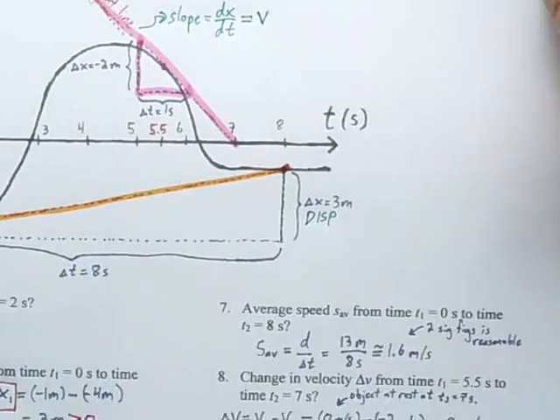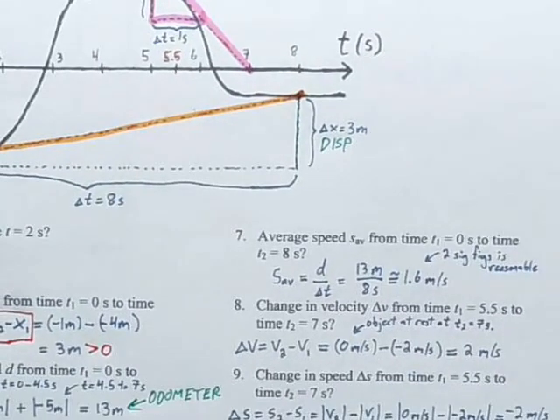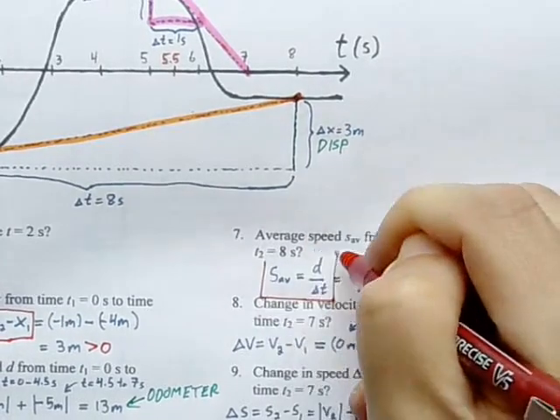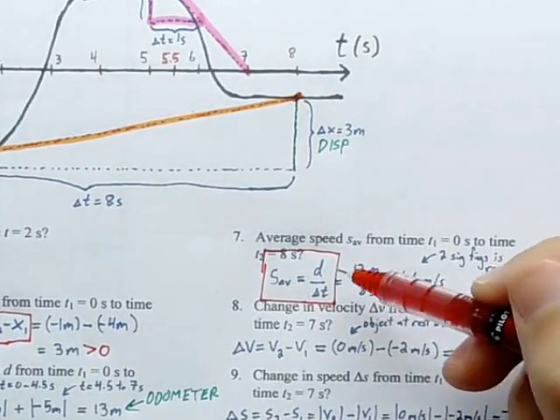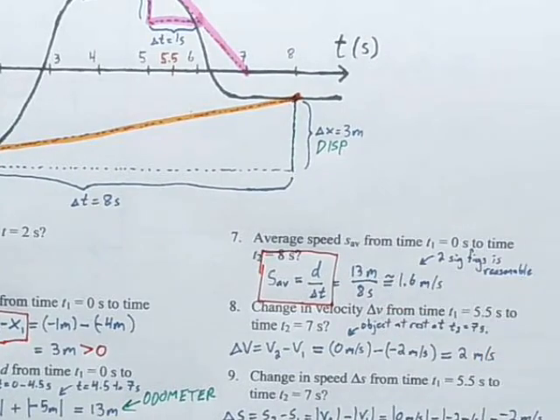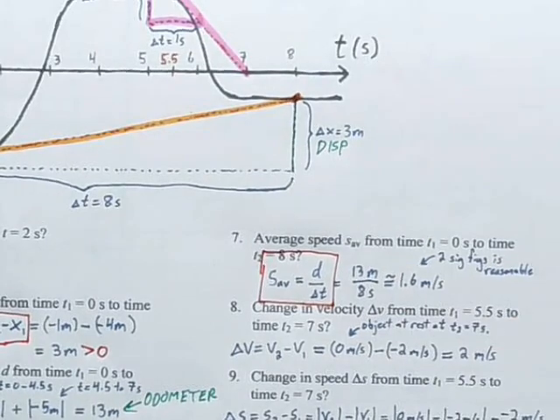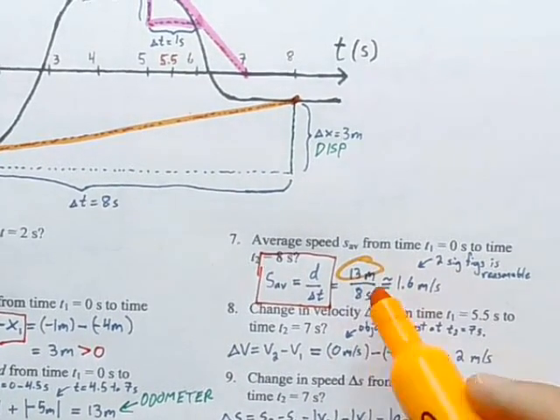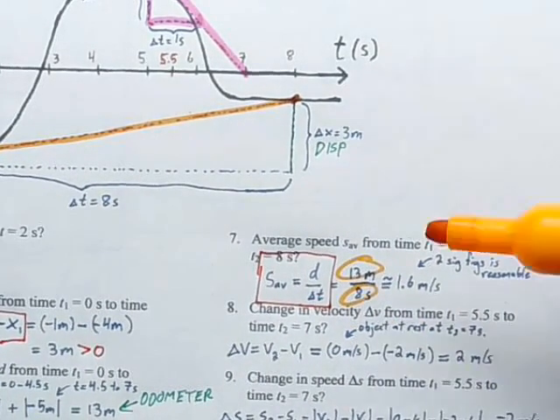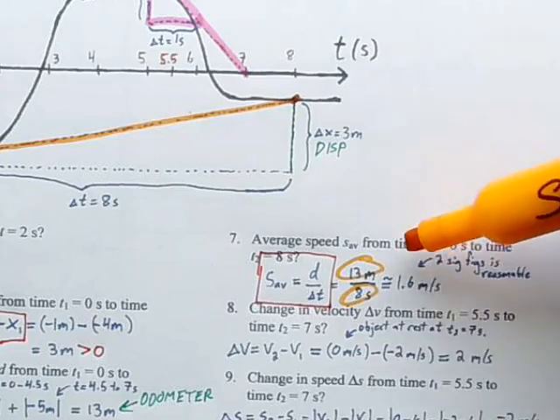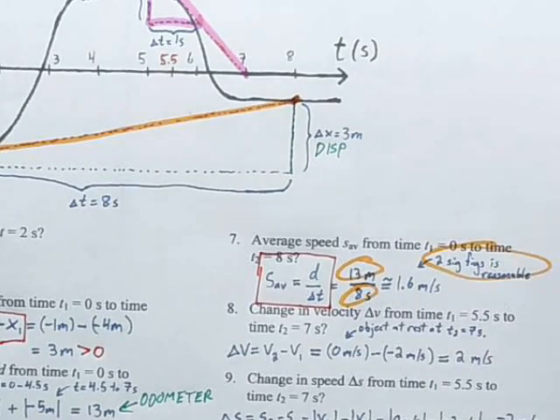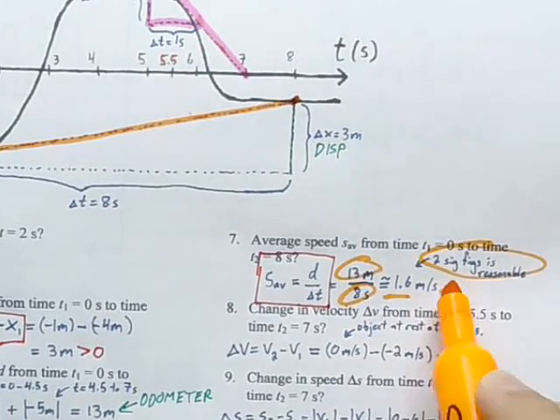Now average speed. Similar definition, but instead of displacement over time, it's distance traveled over time. So 13 meters over those 8 seconds. So 13 over 8 is 1.625, but we know our value is not exact. It's a measurement, so we have to round it off. 13 meters has 2 significant digits. 8 has 1 significant digit. So our answer should have 1 significant digit. I think 2 would be reasonable. 2 would be okay. So we'll round that off to 1.6 meters per second.